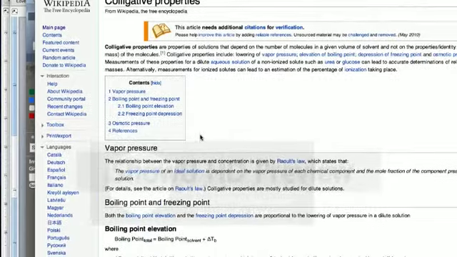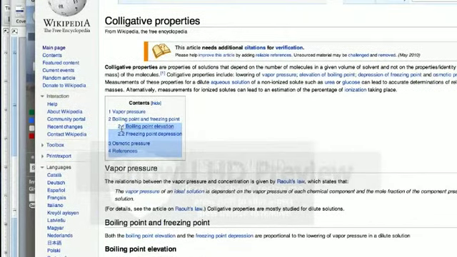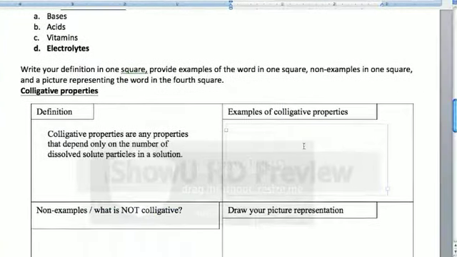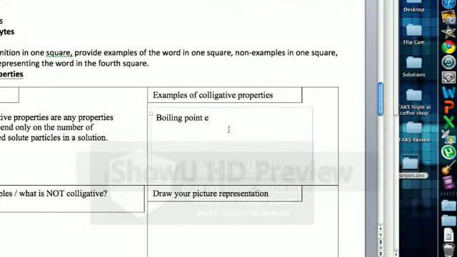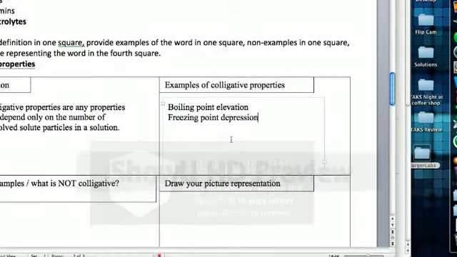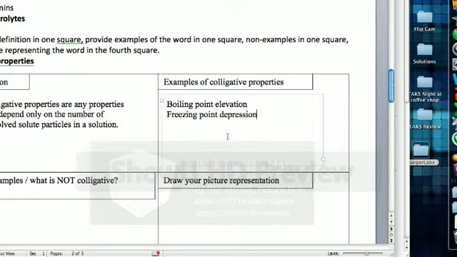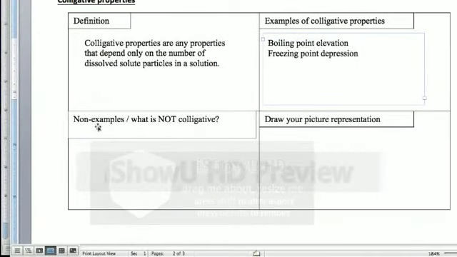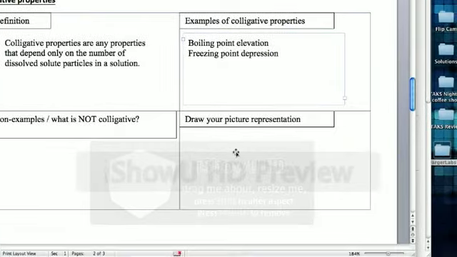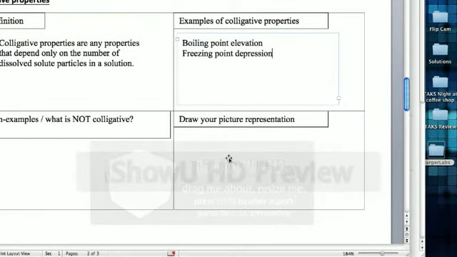If you look down at the contents, it says that the two big ones are boiling point elevation and freezing point depression. You remember me talking about that? That is all you need to know in terms of colligative properties. They are properties that depend on the number of dissolved solute particles. As far as non-examples go, things that are not colligative are really any other properties of the solution. Color, temperature, the density of it, anything besides those two, in terms of your test on Friday, are not colligative properties.